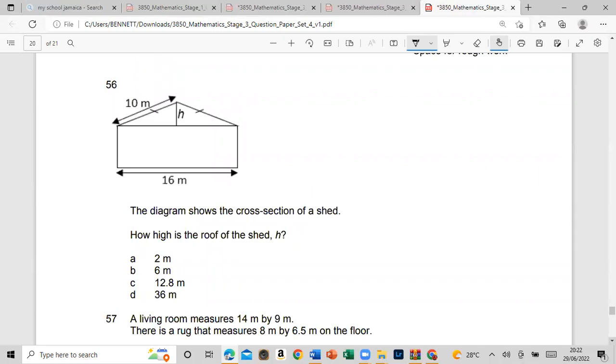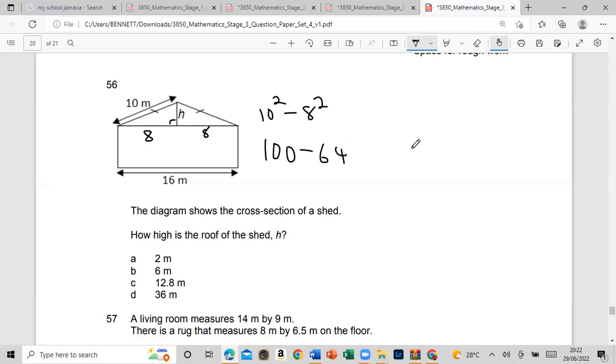The diagram shows the cross section of a shed. How high is the roof of the shed? All right, so this will be 8. 8 plus 8, so 8, 10, that will be 6. Pythagoras theorem, just awesome. That will be 10 squared minus 8 squared. So boom, again.